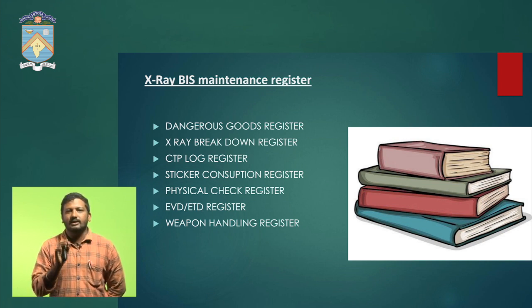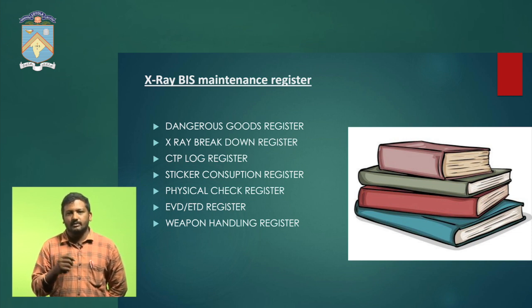Then after that, the EVD ETD register. If we feel something threat-related about that bag, we will inform the EVD ETD officer, and that particular officer will take some steps from the EVD test monitor. Then they will do the physical check. After that they will check in that monitor. If it is clear, it will show a pass. If anything suspect is there, the suspect item inside the bag will appear. And next, the weapon handling register.